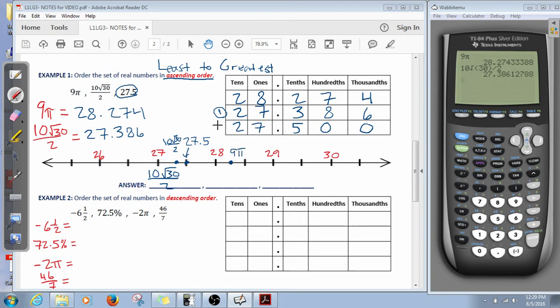So then this is number 2, my 27 and 5/10. And then finally 9 pi. 28 is bigger than 27, so I can tell that that's my biggest number. If you look at your number line, I'm just going in order: smallest, next smallest, bigger. It's in order on the number line.